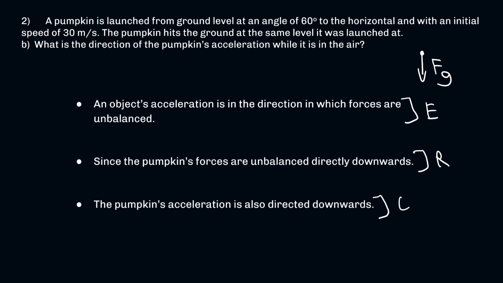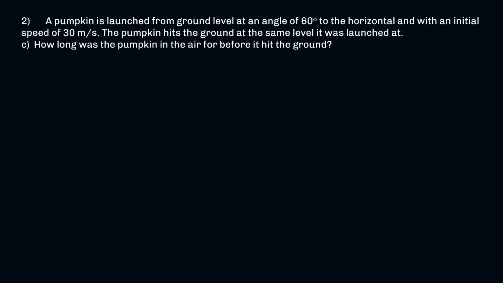So let's move into part C. Take a look at part C. How long was the pumpkin in the air before it hit the ground? Whenever we have a projectile question, we make our kinematics charts for both the x and the y direction, otherwise known as the horizontal and vertical directions. So we have the x direction, then the y direction over here.